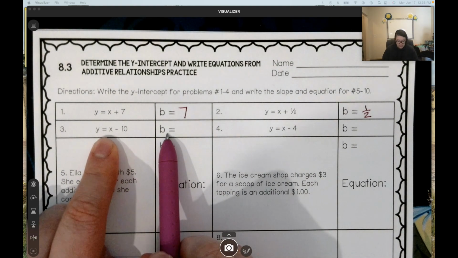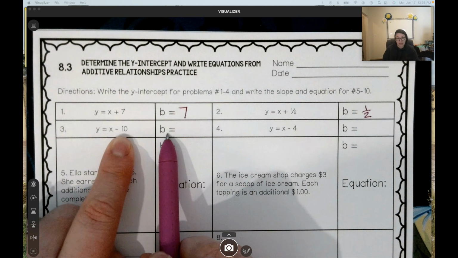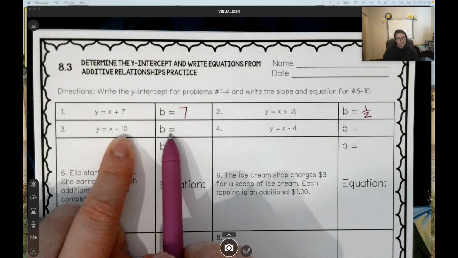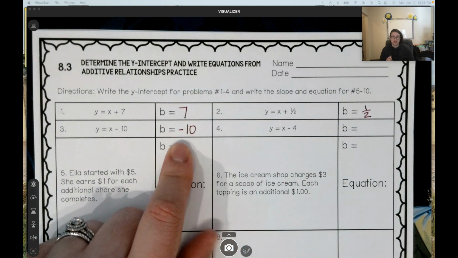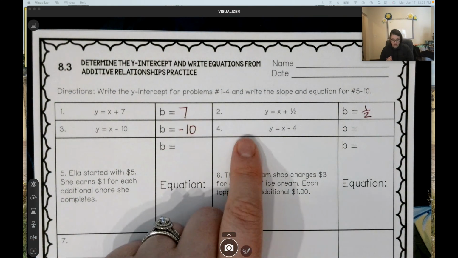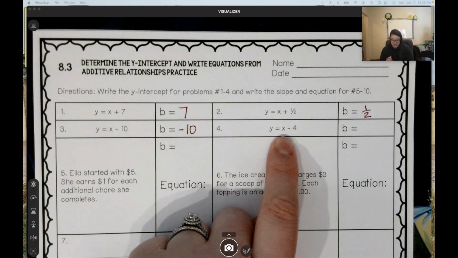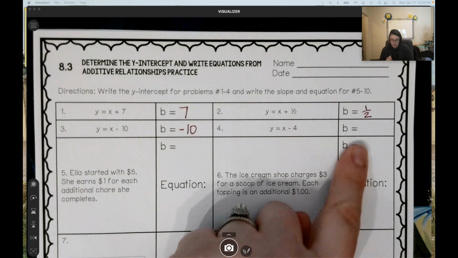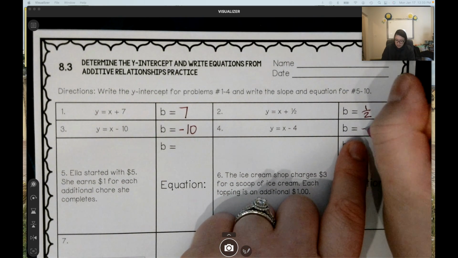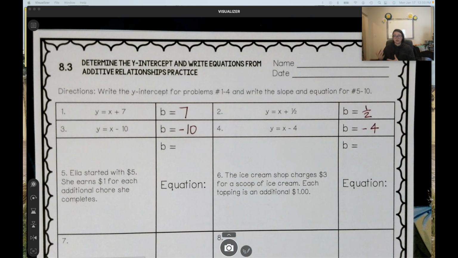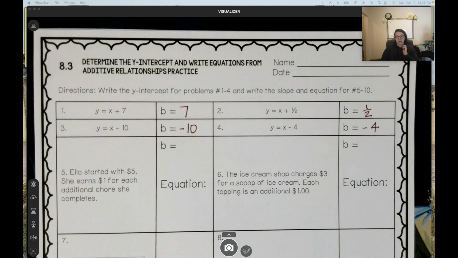What's my b on 3? y is equal to x minus 10. That negative's got to stay with it, so my b here would be negative 10. And then 4, y is equal to x minus 4. What's my b here? Minus 4. Our b is whatever we add or subtract to our x. If you need to pause the video to go back and rewatch that, go ahead and be my guest.